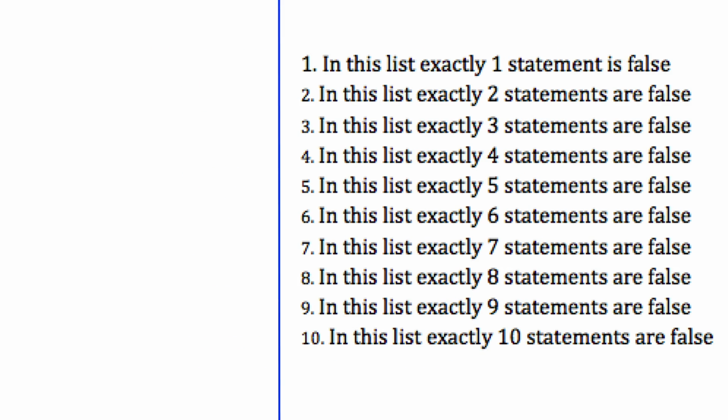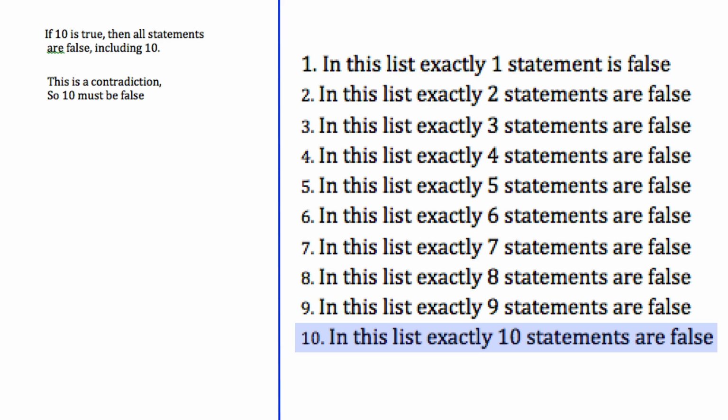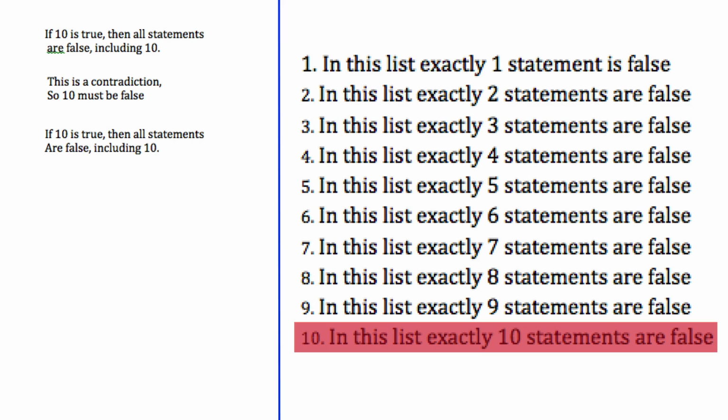We'll get started with the list where the nth statement says that exactly n statements are false. Consider the 10th statement in this list. If statement 10 is true, that implies all the statements in the list are false, including statement 10. This is a contradiction, which means statement 10 must be false. So we know at least one of the statements in this list is false.